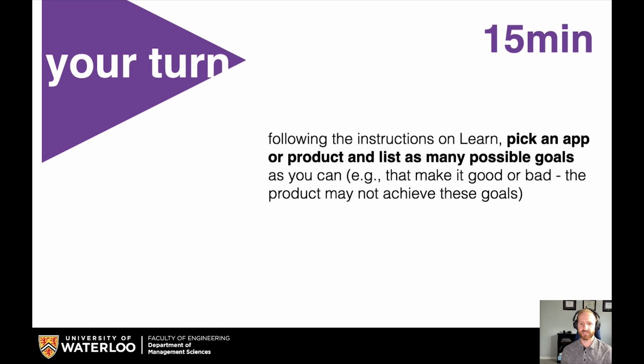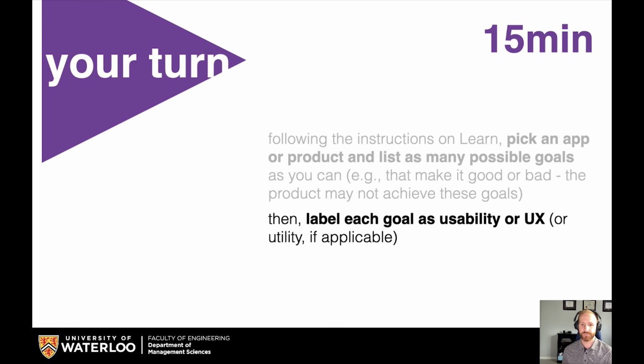Now it's your turn. Follow the instructions on Learn to pick an app or product and list as many possible goals as you can. These could be good or bad, and the product or artifact may or may not achieve these goals. Then label each goal as usability or user experience. If you'd like, you can also add utility into the mix. My goal is for you to be able to think critically about these goals and be able to work with them to describe the different goals that a system might have. Go ahead, I'll wait.